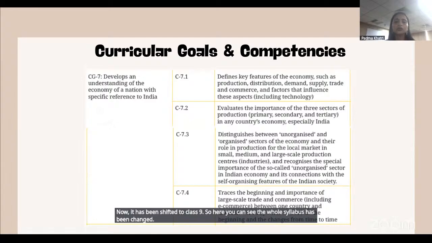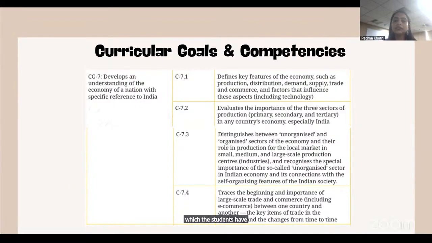Now this competency 7.2 focuses on evaluating the importance of the three sectors of production: primary, secondary, and tertiary, which the students must have learned in the middle stage only, right? And here we are talking specifically about the Indian context.